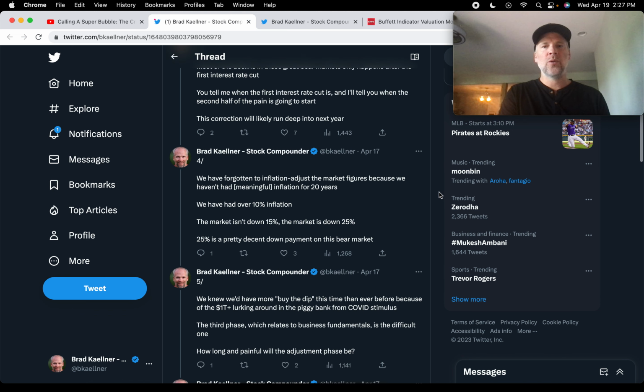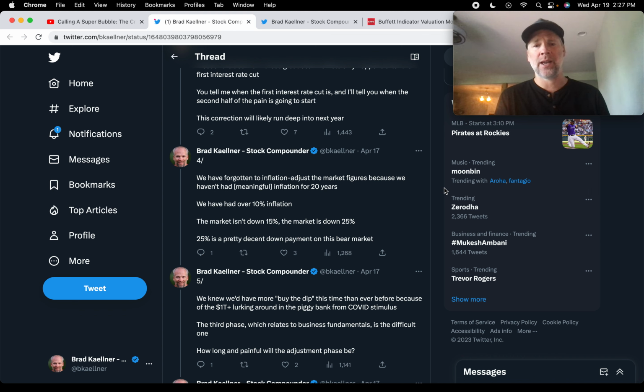We have forgotten to inflation adjust the market figures because we haven't had meaningful inflation for 20 years. We've had over 10% inflation. So when people say the S&P is down 15%, it's actually down 25% if you factor in inflation, which we're just not used to doing because we haven't seen this level of inflation in like 4 decades. So he says 25% is a pretty decent down payment on this bear market.